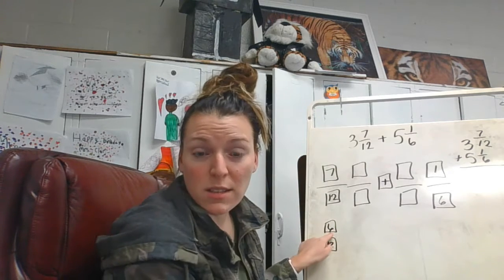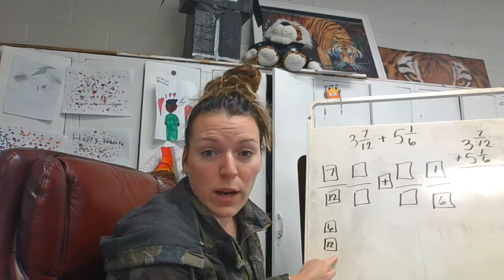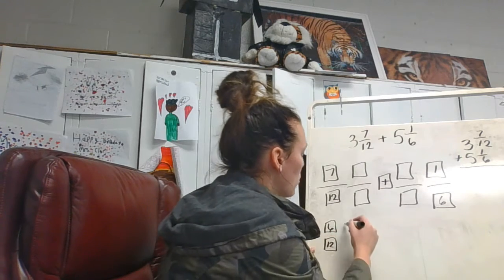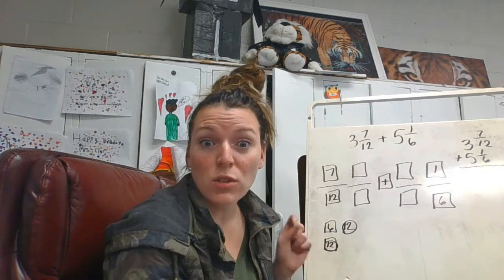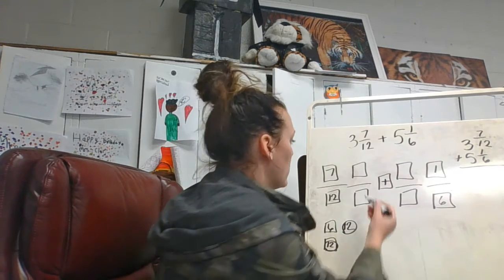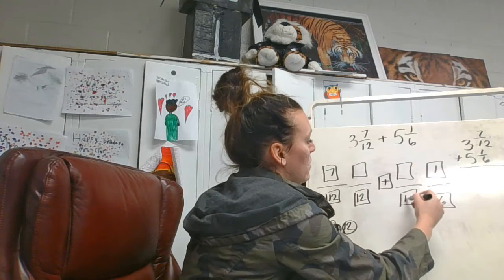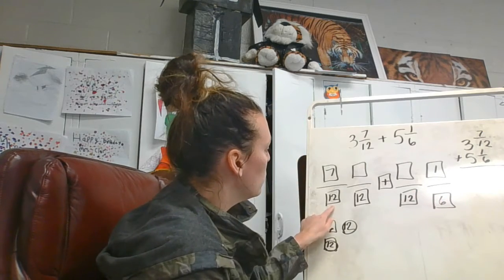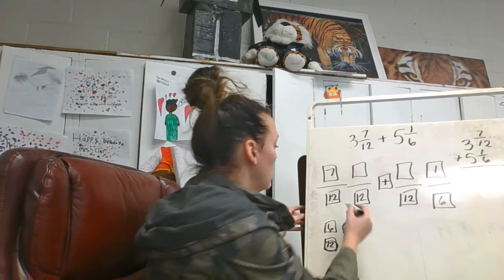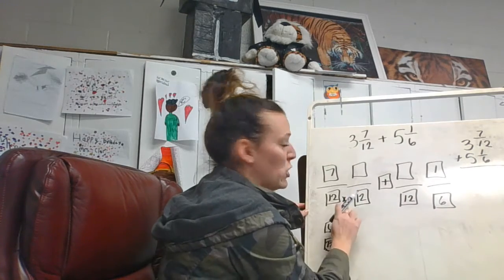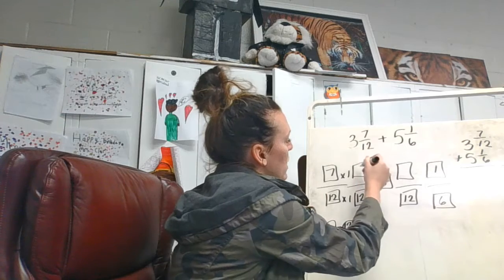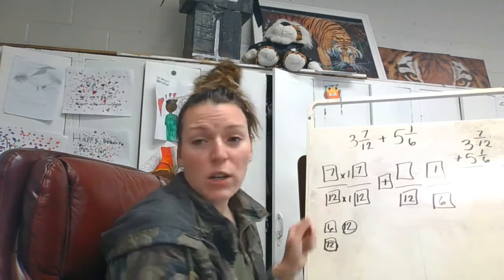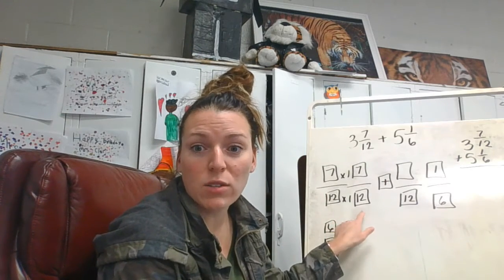So let's count by sixes until we can get something that matches with 12. Ready? 6, 12. Stop. Because 12 and 12 are in common. So that's going to be our common denominator. We've got 12 and 12. 12 times what is 12? 12 times 1 is 12. What you do at the bottom, you have to do at the top. 7 times 1 is 7. So that's not going to change because our common denominator is already 12 with this fraction.